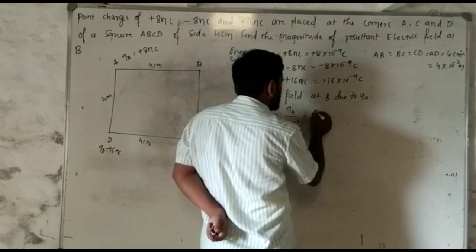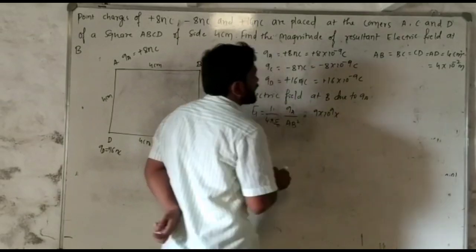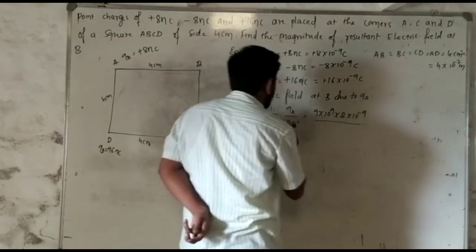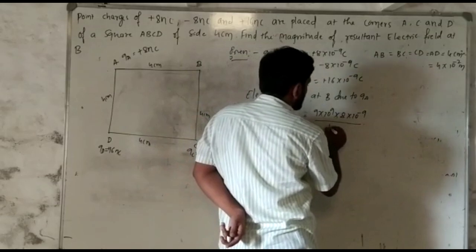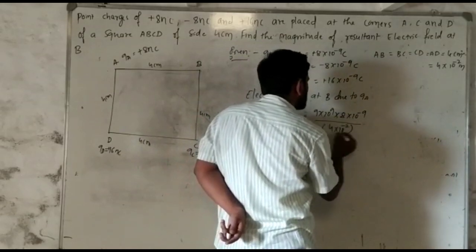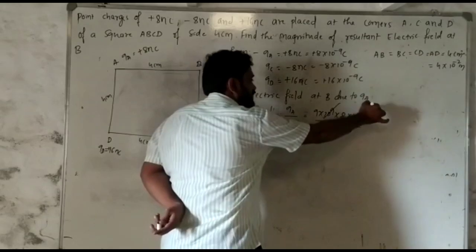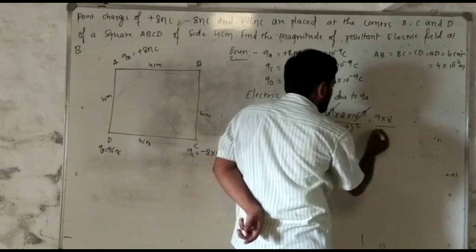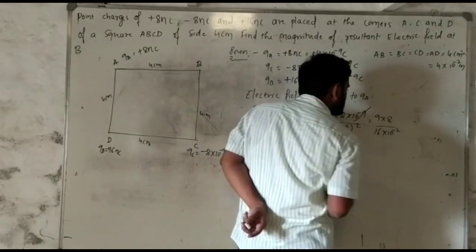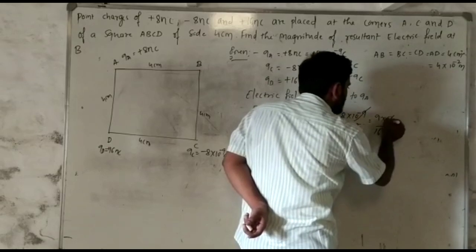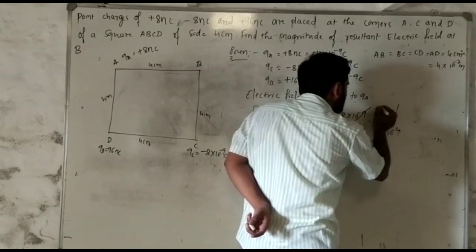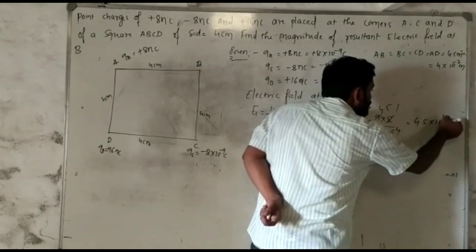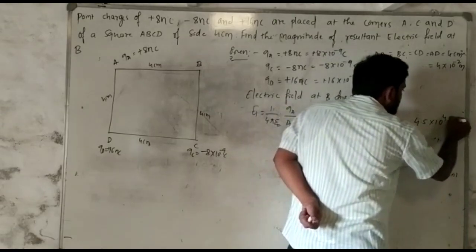Here we know the values of 1 upon 4 pi epsilon naught, QA and AB. Substituting: 9 into 10 raised to 9 into QA, that is 8 into 10 raised to minus 9, divided by AB, which is 4 into 10 raised to minus 2, whole square. Here 10 raised to plus 9 and 10 raised to minus 9 get cancelled. We get 9 into 8 divided by 16 into 10 raised to minus 4, which is 4.5 into 10 raised to plus 4 Newton per coulomb.